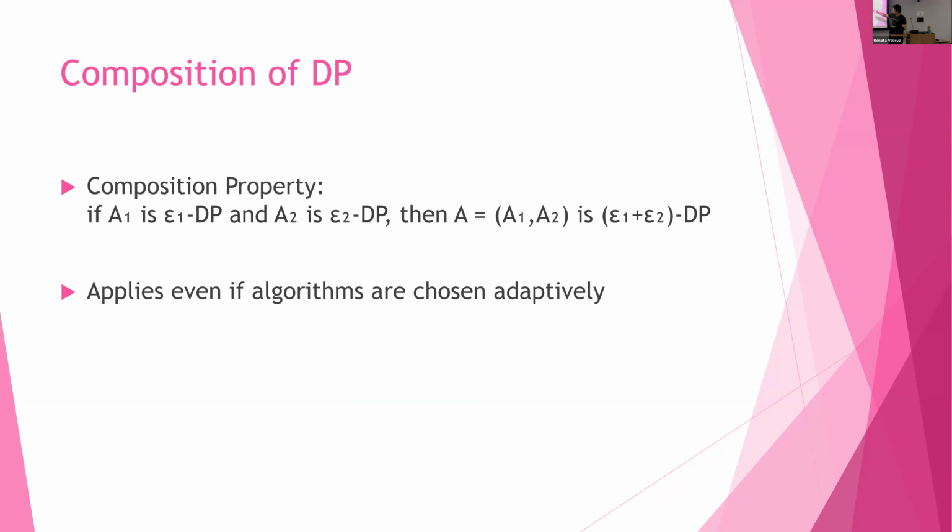As Arvind mentioned, this composition theorem applies even when the algorithm is chosen adaptively. So you run A1 first, you look at the output of it, then you can choose A2 depending on the output of A1. And even in this adaptive setting, you can still get this composition theorem. This is nice for DP, especially in algorithm design, because you can analyze different parts of the algorithm separately. And then if you say each part is epsilon DP, and there are 20 parts, you can get some differential privacy guarantee for the entire algorithm as well.